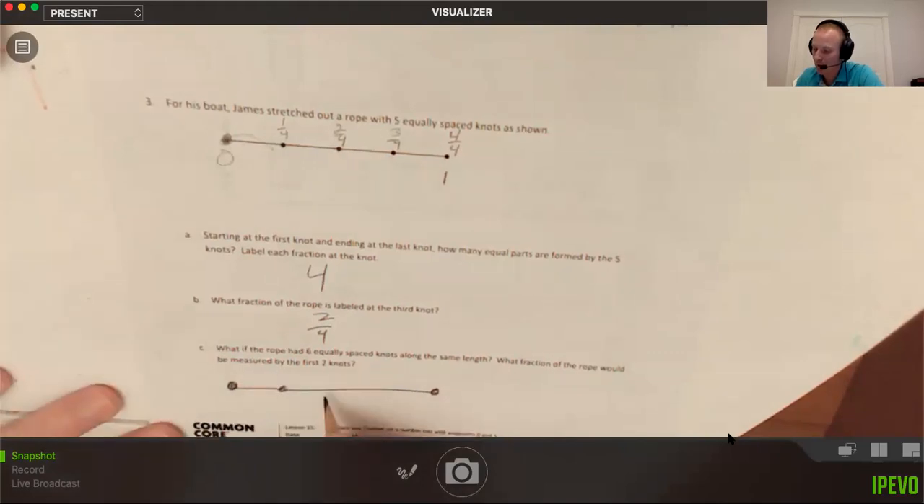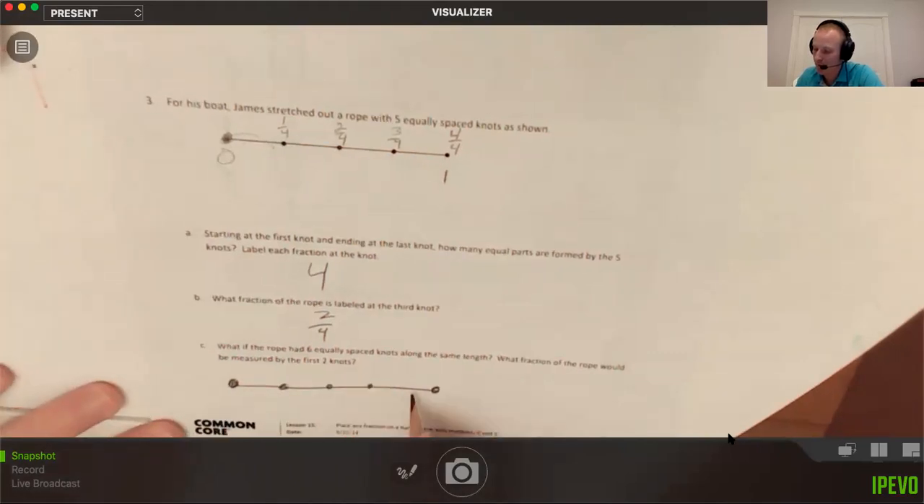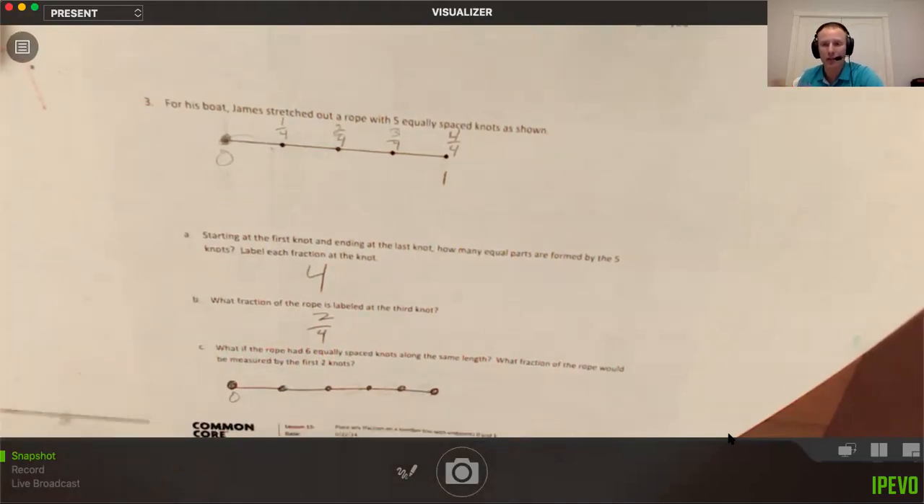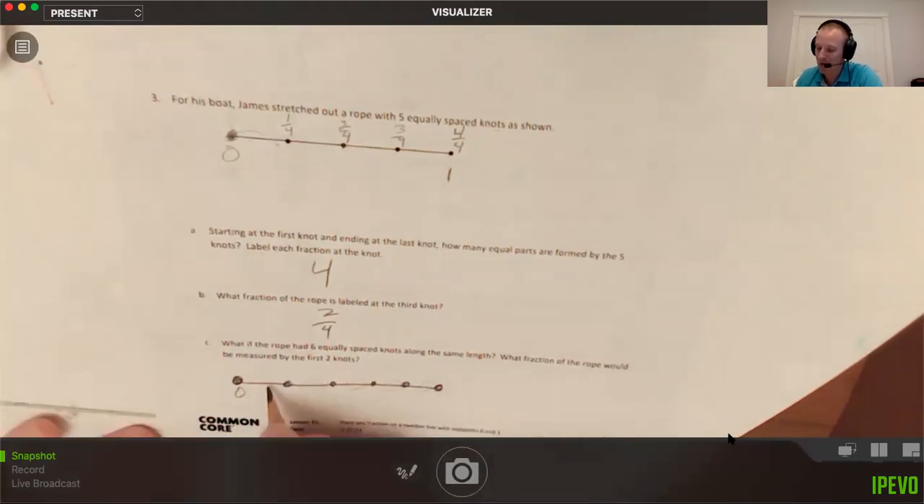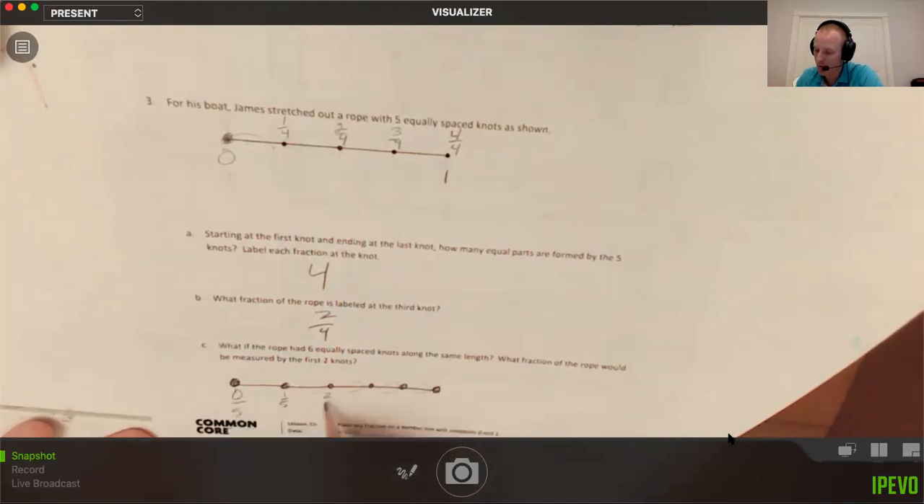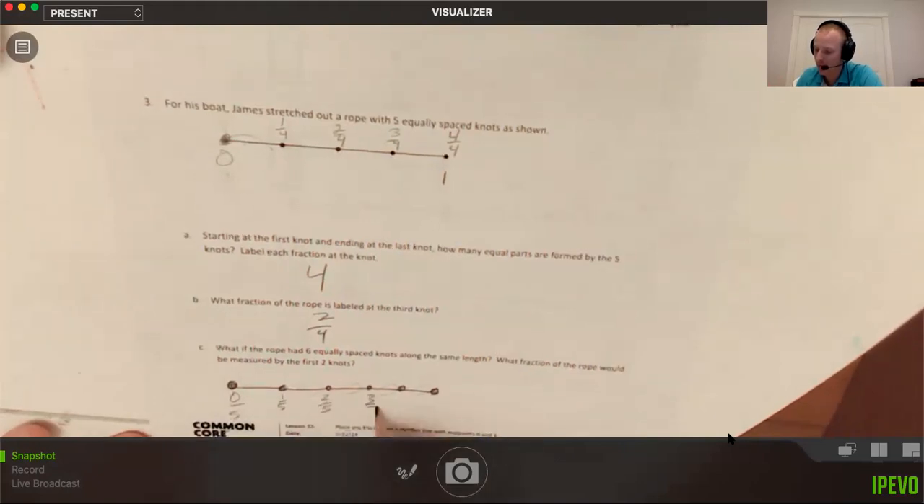1, 2, 3, 4. So now I have 0. How many gaps do I have? 1, 2, 3, 4, 5. Those gaps there, those spaces, those are what we're really considering here. There are 5 sections of rope. 1, 2, 3, 4, 5. So this is 1/5, 2/5, 3/5, 4/5, and 5/5.